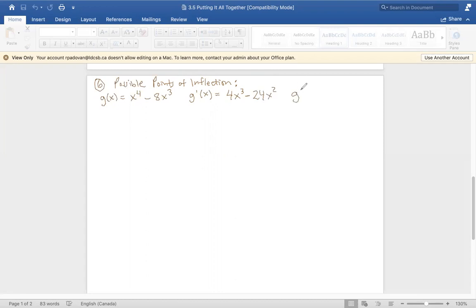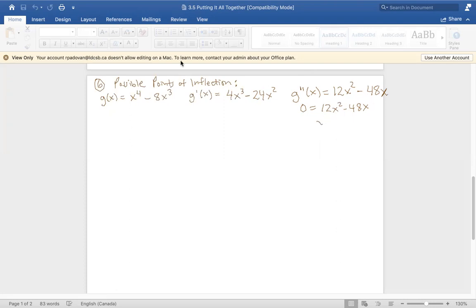And then what I need for this question is g double prime. The second derivative would be then the derivative of the first derivative, 12x squared minus 48x. Don't forget the x is still there. And then what I want to do is make the second derivative equal to 0, and then we're going to test around those x values, right? So set that equal to 0. 12x squared minus 48x.